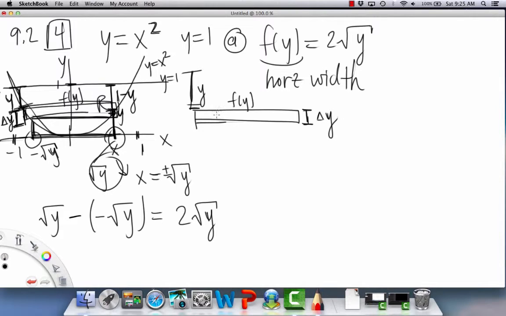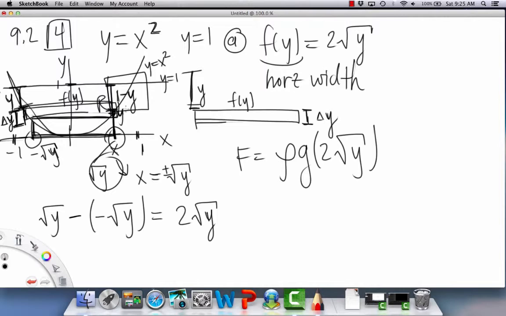So let's see. What we actually have for the fluid force on the side of a horizontal strip of thickness is going to be, well, here's our force. That's the fancy P and the G. Then we're going to have our f of y, which is 2 square root of y. And then remember how we found the depth to be 1 minus y? So this is going to be our depth, 1 minus y.